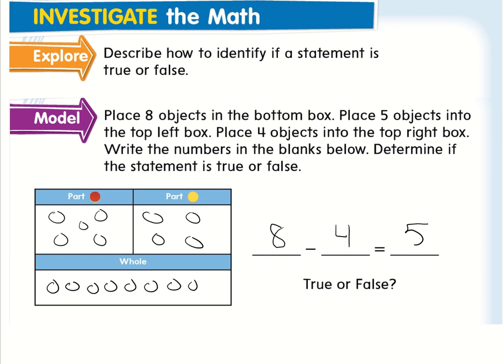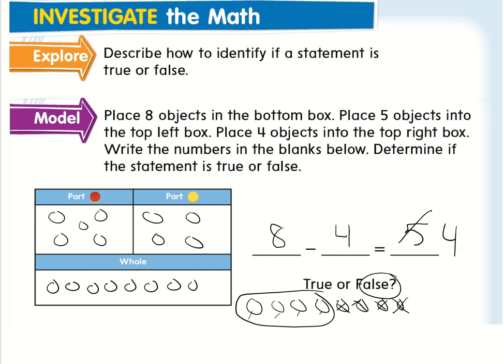Let's try to see if this is true or false. We're going to draw a picture on the bottom right here. So I'm going to go 1, 2, 3, 4, 5, 6, 7, 8. I'm going to take away 4, 1, 2, 3, and then 4. And then my answer is left right here. Now hold on. I've got 1, 2, 3, 4 left. So this problem is actually going to be false, because 8 minus 4 does not equal 5. It equals 4.